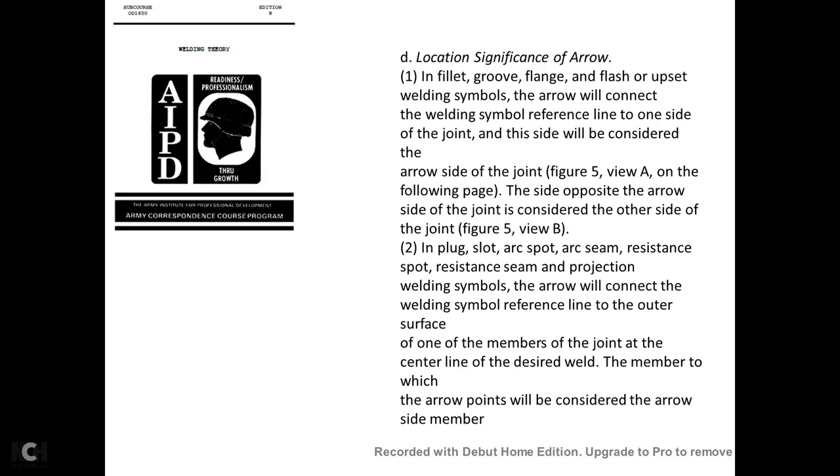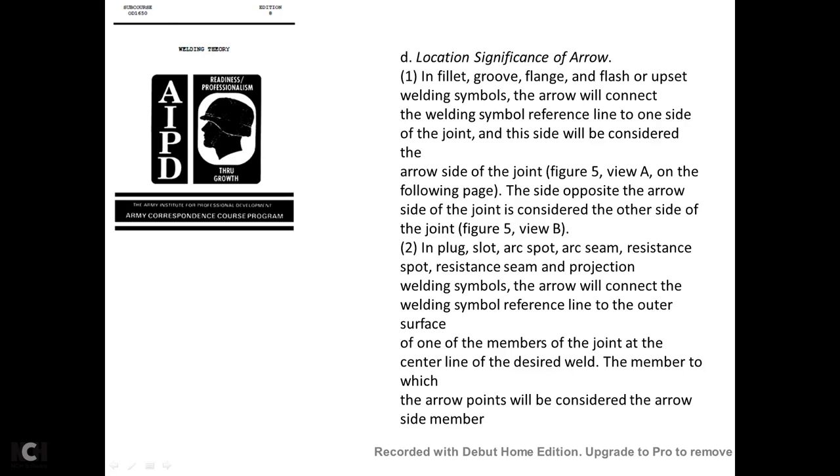Location significance of the arrow. In the fillet, groove, flange, flash, or upset welding symbols, the arrow will connect the welding symbol reference line to one side of the joint. This will be considered the arrow side of the joint. Figure 5, view A on the following page. The side opposite the arrow side of the joint is considered the other side of the joint.